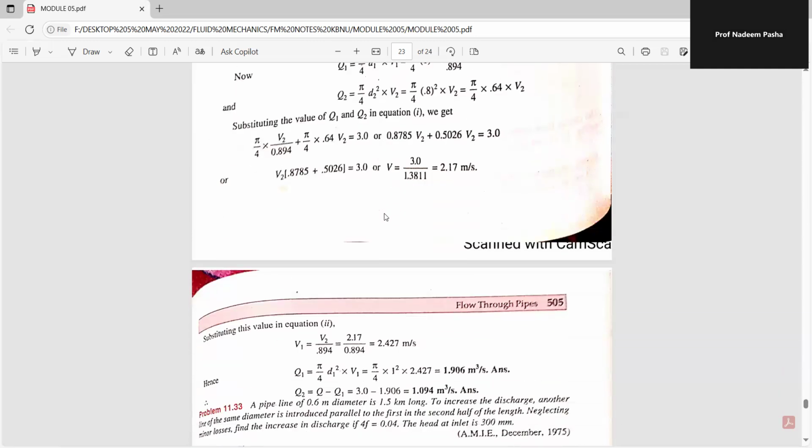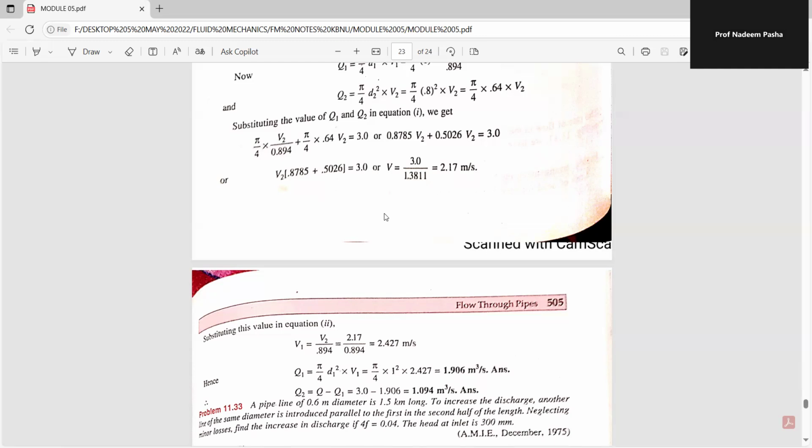Substituting the value of V2 in equation 2, V1 is equal to V2 by 0.894, that is 2.17 divided by 0.894. So V1 is 2.427 meter per second. That is, the velocity in pipe 1 is more than the velocity of flow in pipe 2. Hence Q1 is equal to pi by 4 D1 square into V1, pi by 4 into 1 square into the V1 you have just calculated. It comes out to be 1.906 meter cube per second.